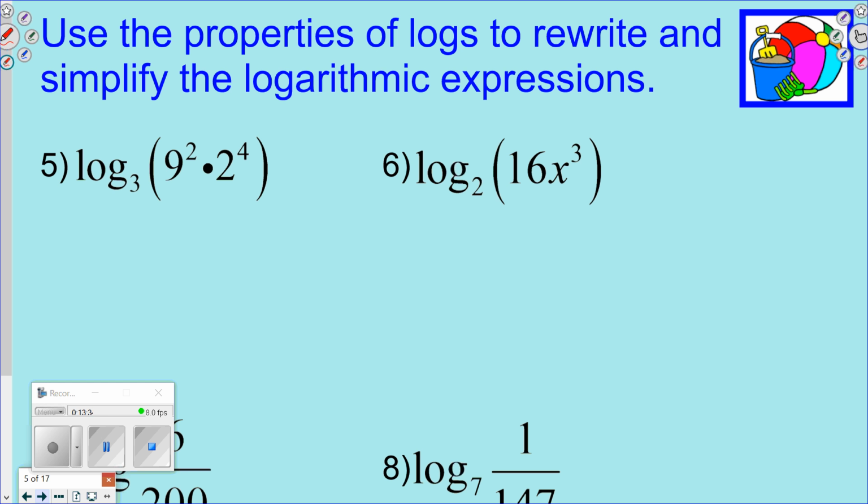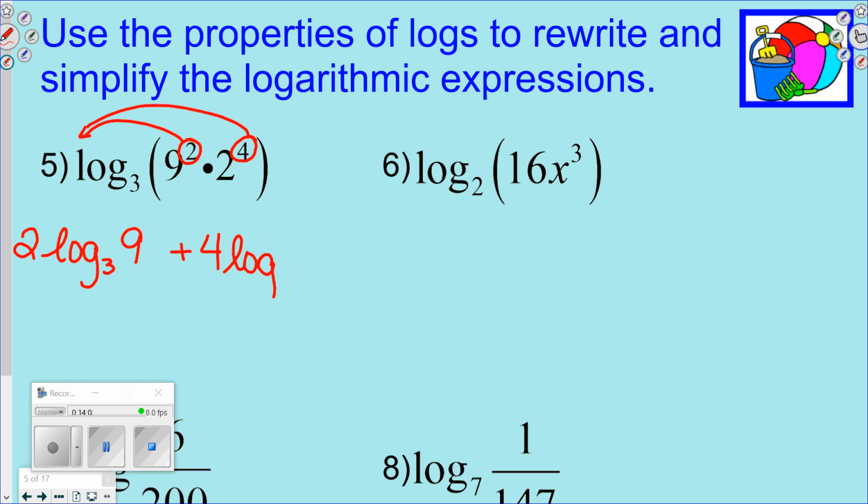Okay, so I have log base 3. What do I do with this first 9 squared? The exponents go out in front, so there's going to be a 2 in front of this. And then a 9 goes there. It's multiplication, so what do I write? Plus. Exponent, again, goes out in front, so you're going to have 4 log base 3 of 2.